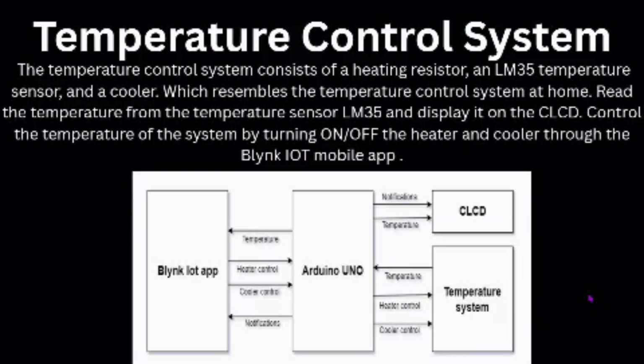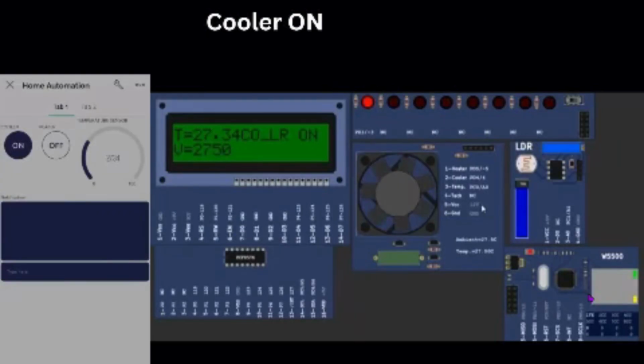This subsystem reads the ambient temperature using the LM35 sensor and displays it both locally and remotely. The temperature sensor is connected to the analog pin A0 of the microcontroller. In the display, you can see the temperature reading shows T equals 27.34 degrees Celsius.